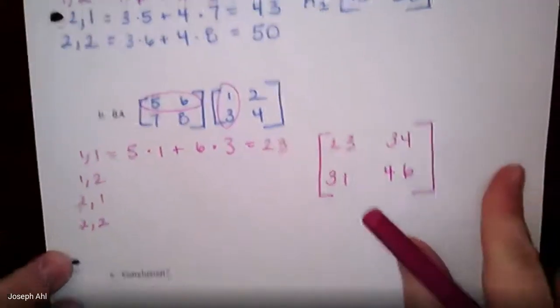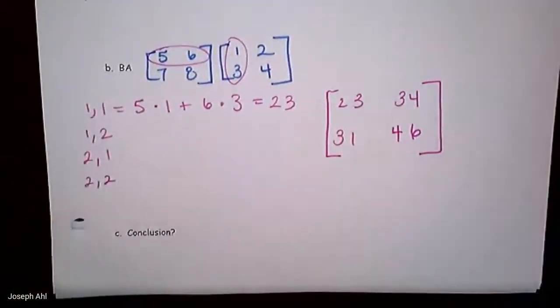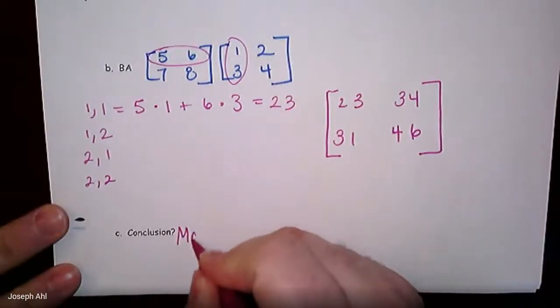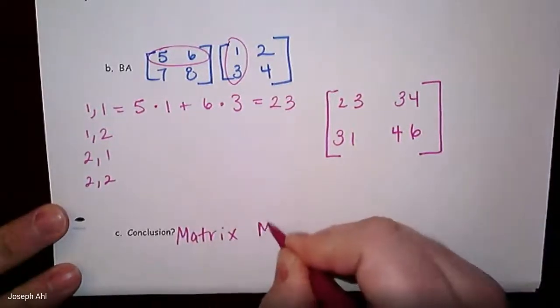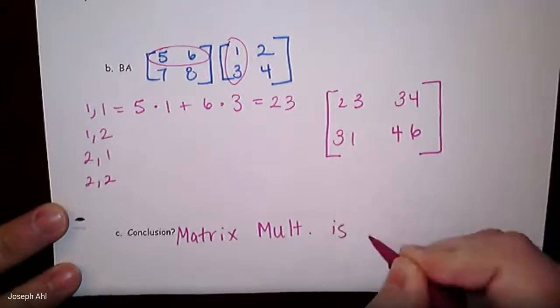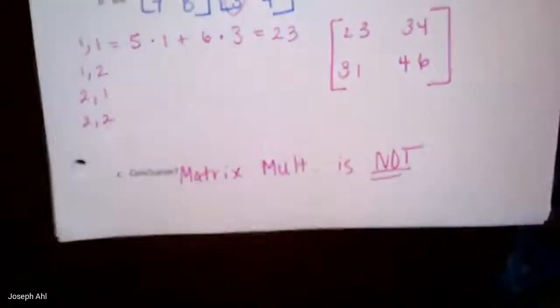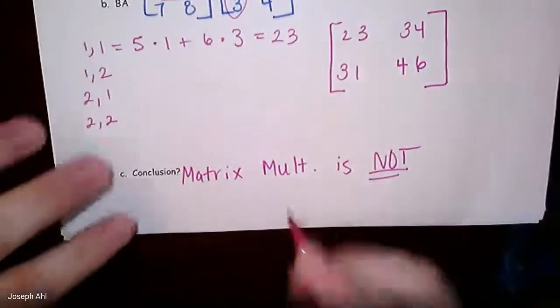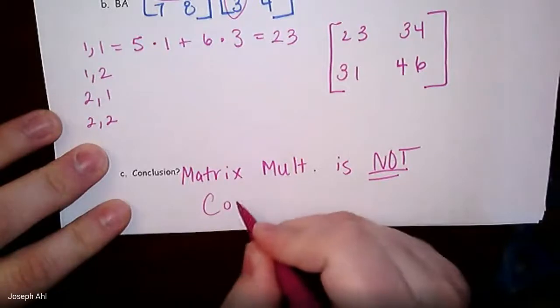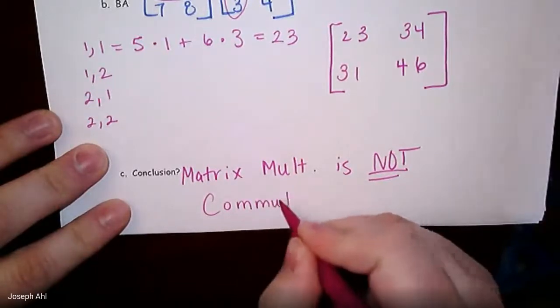So the whole idea here, as far as a conclusion goes at the bottom of the page, is that matrix multiplication is not whatever that word means when we can switch the order and get the same results. And maybe you remember it starts with a C, ends with a mutative.